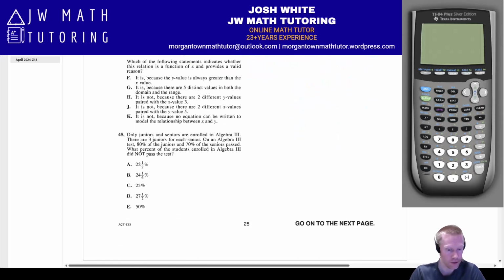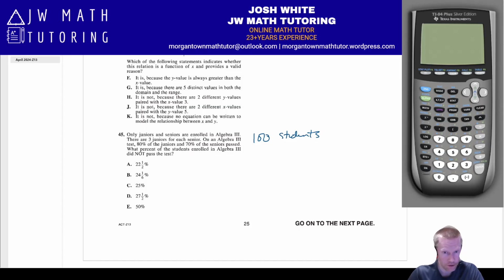All right, let's look at 45 now at the bottom of the page here. So we have in an algebra class juniors and seniors, and we know the ratio of them is 3 to 1, basically. We also know the percentage of each of these different groups, classes, that passed this test, and they want to know what percentage of students enrolled in both did not pass the test. The way that I approach this, what I think is the easiest way to do this, is to use picking numbers. And so I said there are 100 total students in the class.